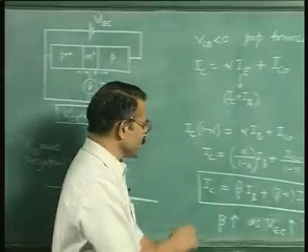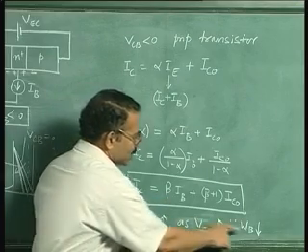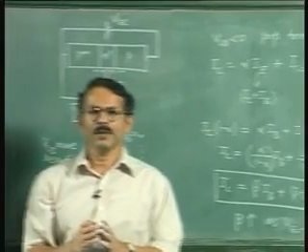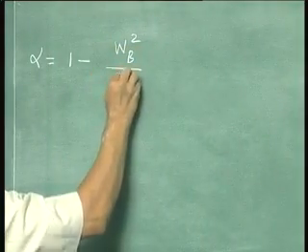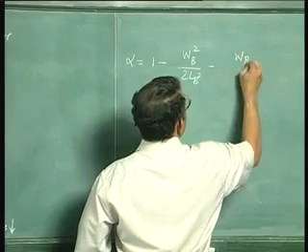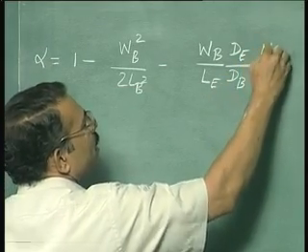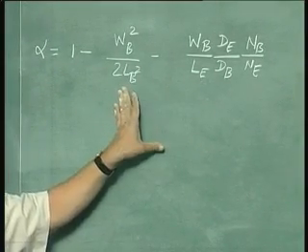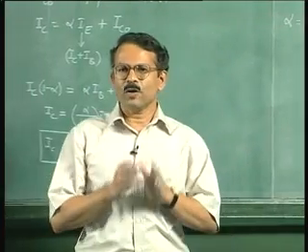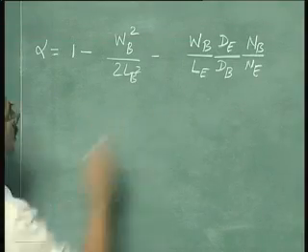For this purpose we must try to see how beta changes with VEC, or in other words how beta changes with WB. So let us try to write an equation for beta as a function of WB. This we can do easily because we have written an equation for alpha. Alpha was 1 minus WB square by 2 LB square minus WB by LE into DE by DB into NB by NE. So it is very easy to remember these equations once you understand the physics behind them. One must try to remember formulae by understanding the physics and not try to remember formulae as you remember phone numbers. When you understand the physics it is very easy to remember the formula.